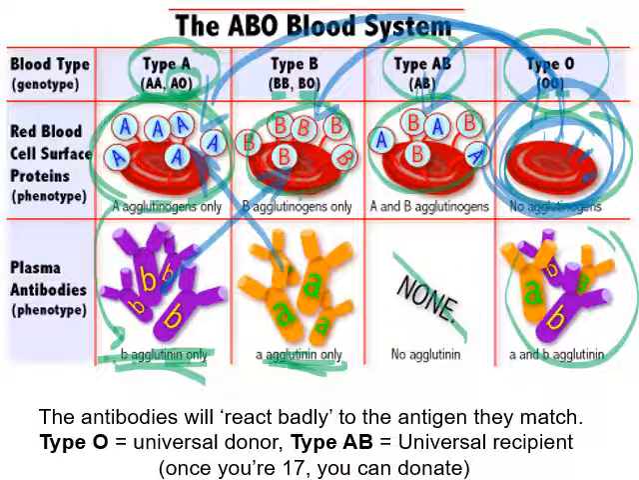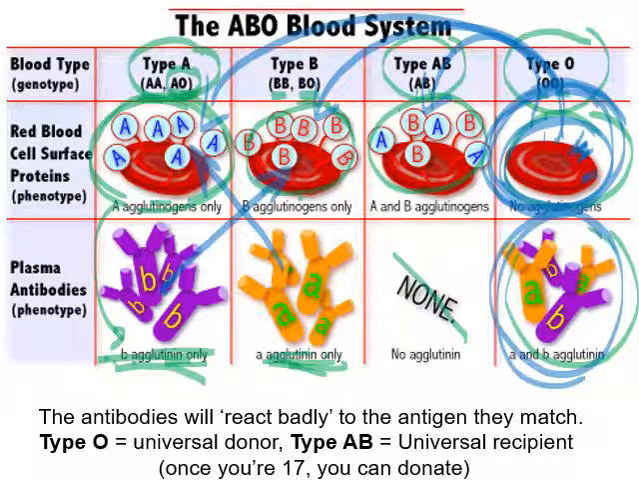And this is why we say type O blood is the universal donor, because their blood cells do not have the type A or the type B proteins on the surface. However, type O blood people do carry the antibodies that would react with type A, type B, or type AB blood. So type O cannot receive blood from anyone other than other type O's. Type O is a universal donor, but they can only accept blood from other type O people.